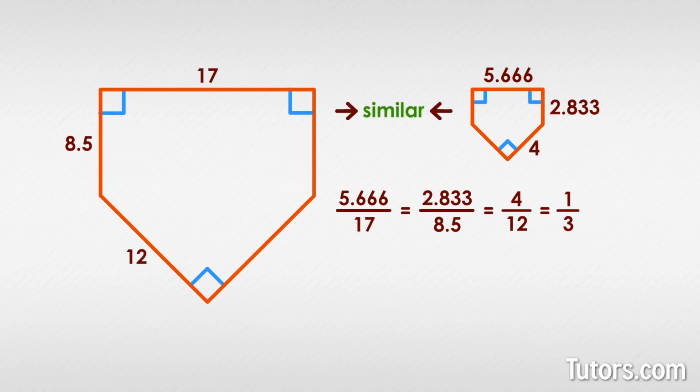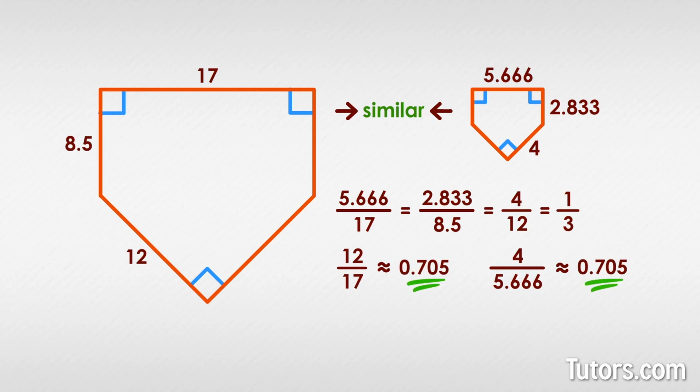Not certain yet? Compare ratios between the figures. Let's use the diagonal and the top as a ratio: 12 divided by 17 and 4 divided by 5.666. If those two ratios are equal, then the figures are similar. They are approximately equal to each other, due to decimal rounding, which means the home plates are similar.